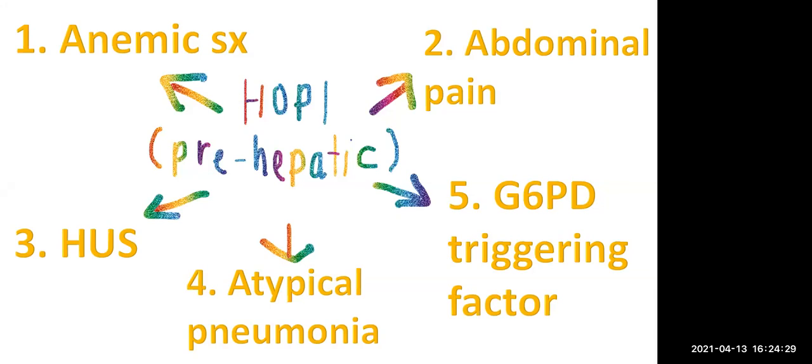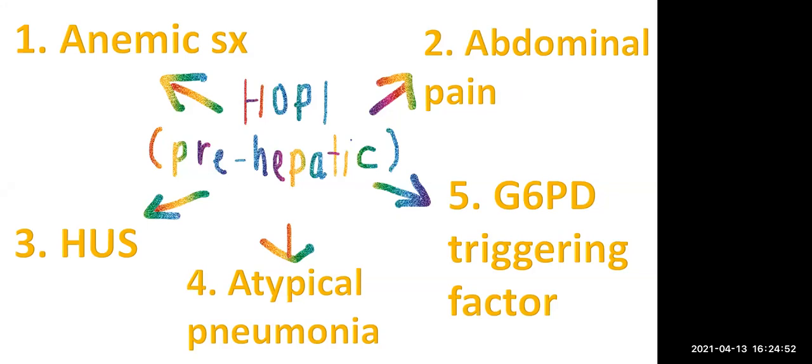And then hemolytic uremic syndrome, and the triad is hemolytic anemia, acute kidney injury, and also thrombocytopenia. So you can ask about any bruising, and usually hemolytic uremic syndrome is preceded by a diarrheal illness. So you can ask about any abdominal pain, any bloody diarrhea, and also any vomiting.